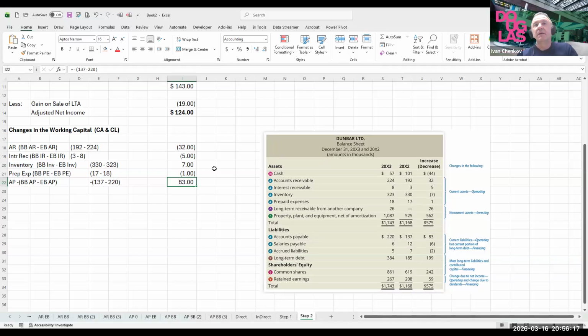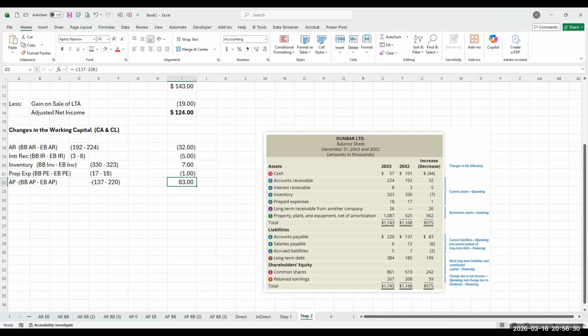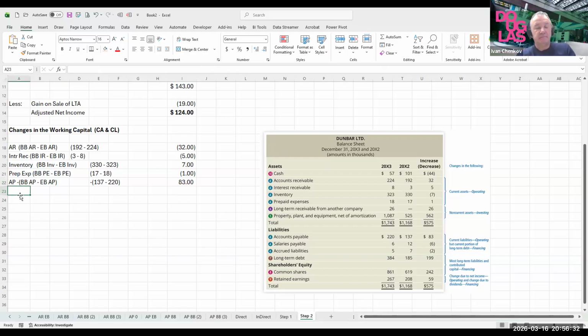That gives us an increase in our cash of $83. Let's move to the next one. Salary payable. Is that a current liability? Yes, it is. Let's go with the salary payable.